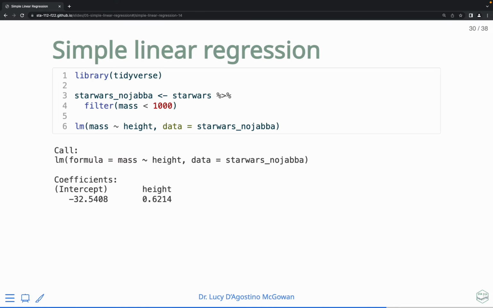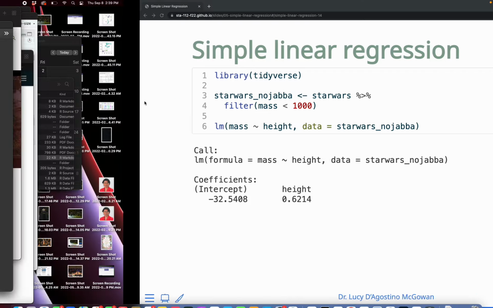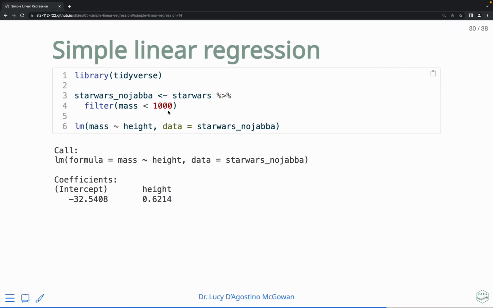To do the first, I'm going to use the Star Wars data, but again, for this, I'm going to delete the values where mass is greater than 1,000, which is just the one. I'm removing Jabba from this. And then I'm going to fit this linear model using the lm function. I'm predicting mass, so that's my y variable, using height, so that's my x variable.